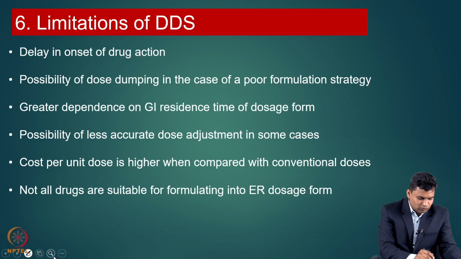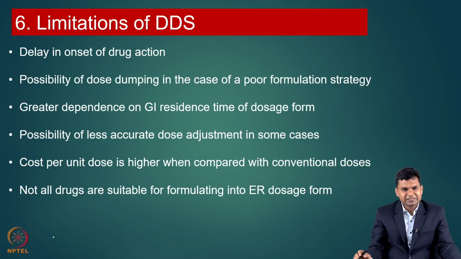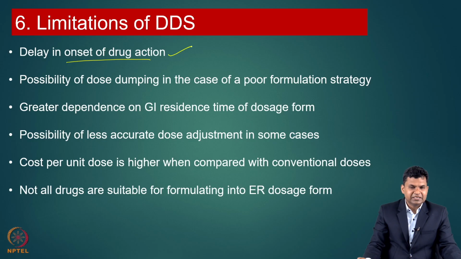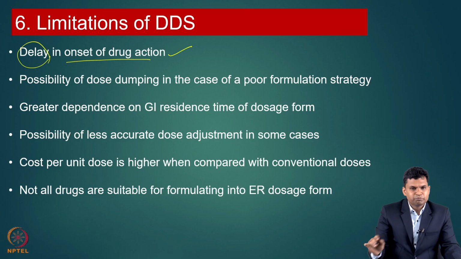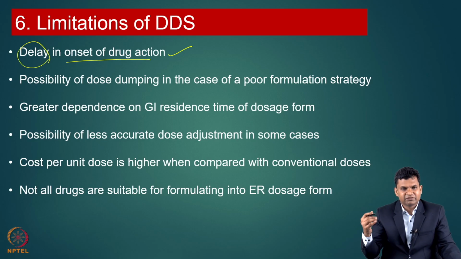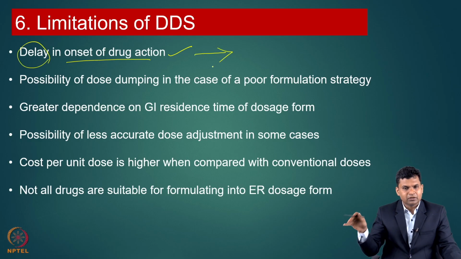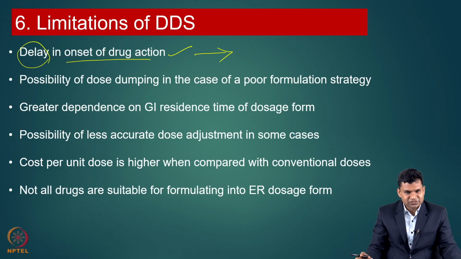So, these are a few limitations of drug delivery systems. While developing, we need to consider all these factors also, because the onset of drug action is very, very important for any type of formulation or delivery system. So, if there is any delay by using various types of drug delivery approaches, that will not show action on that particular disease. So, delay in the onset of drug action is one of the major limitations. While developing, we need to look at this parameter.